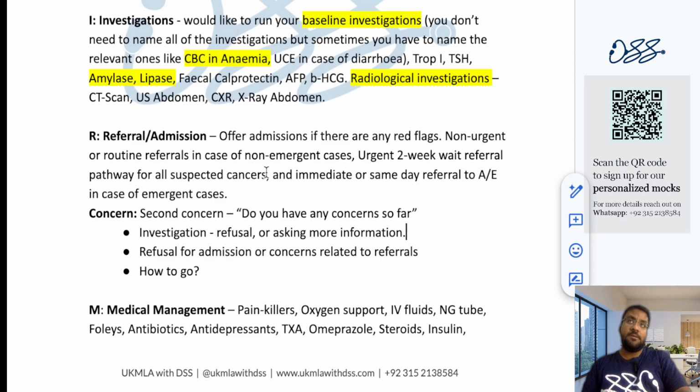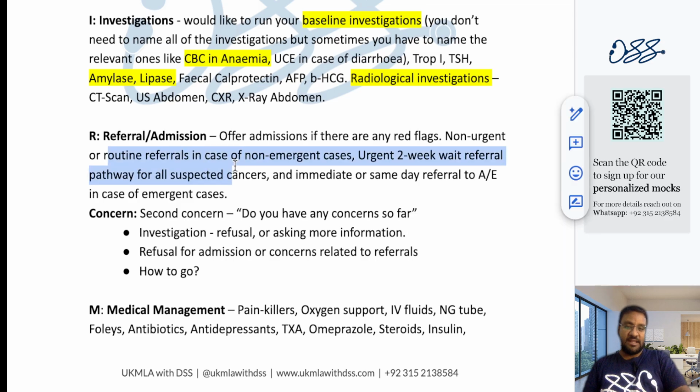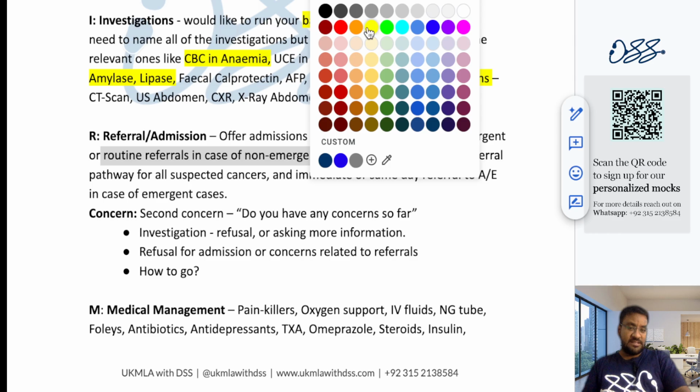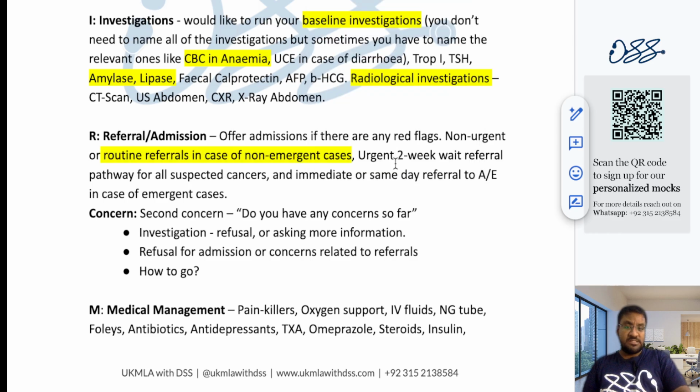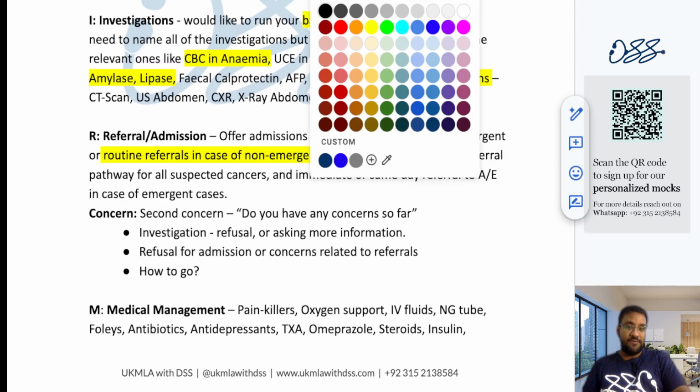You must have learned about it in your UKMLA 1 or PLAB 1 exam as well. There are some non-urgent or routine referrals, in which there is no urgency and you just routinely refer the patient to a specialist. This is done for non-emergent cases in which there are no red flags present. Then there can be an urgent 2 week wait referral. This is a very famous referral pathway that is used for suspected cancers, the urgent 2 week wait referral pathway.